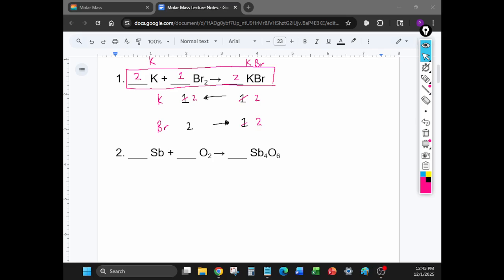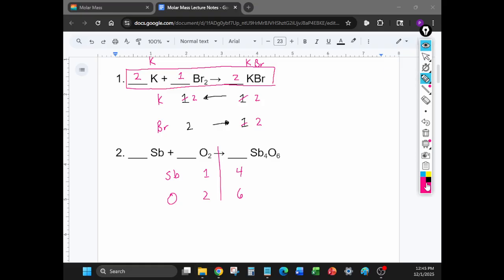All right, so we're going to do the second one now. For the second one, same thing. We're going to count the elements. We got S, B, and O. On the left side of the arrow, we got one SB. On an O, we have 2 of them. And on the right side of the arrow, we got 4 SBs and 6 oxygens. Okay, again, just look at the little numbers underneath.